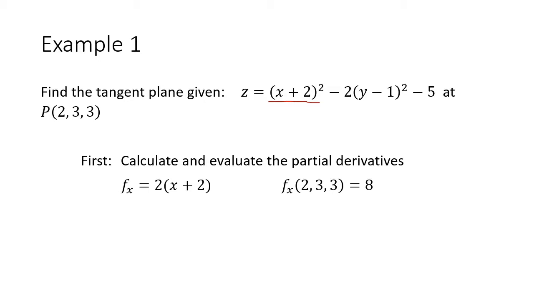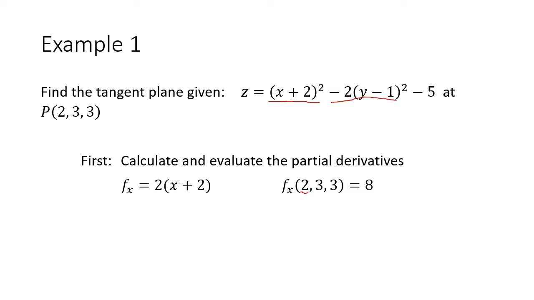So my partial derivative with respect to x is 2 times the quantity x plus 2. And again, this is the key, evaluated at that point. So if I plug in a 2 for every x, a 3 for every y, and a 3 for every z, well, really all I'm plugging in is going to be the x anyway. But when I plug in the 2, my partial derivative with respect to x at that point is going to be the value 8.